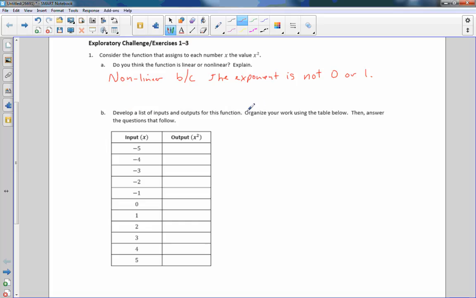Develop a list of inputs and outputs for this function. Organize your work using a table, and then answer the questions as follows. So if I plug in a -5, my output x squared will be (-5) squared. Now keep in mind, I'm only going to do this one time. (-5) squared is not the same as -5 squared. These are two different things. If the parentheses is around it, it means -5 times -5. And a negative times a negative is positive, and 5 times 5 is 25.